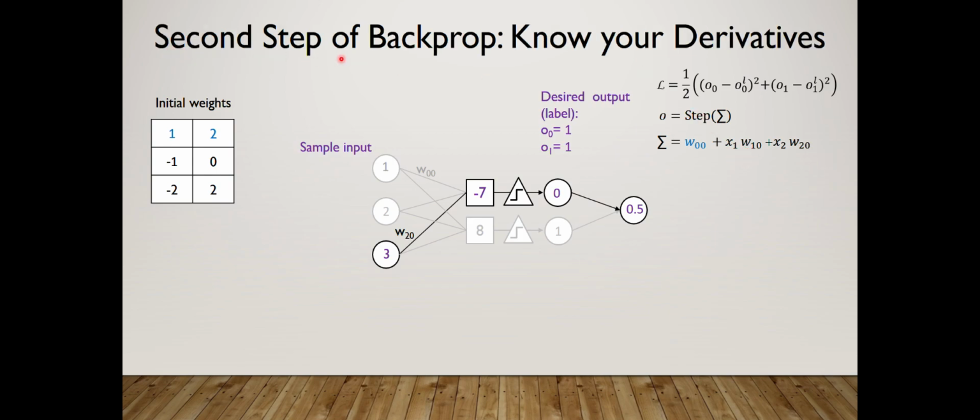The second step, and there are 3 steps altogether, is to know our derivatives. What does that mean? We start from the back now, and we need to calculate, for each of these nodes and each of these connections, so for each of these edges, the derivative of the final loss function of the final node versus the parent nodes.